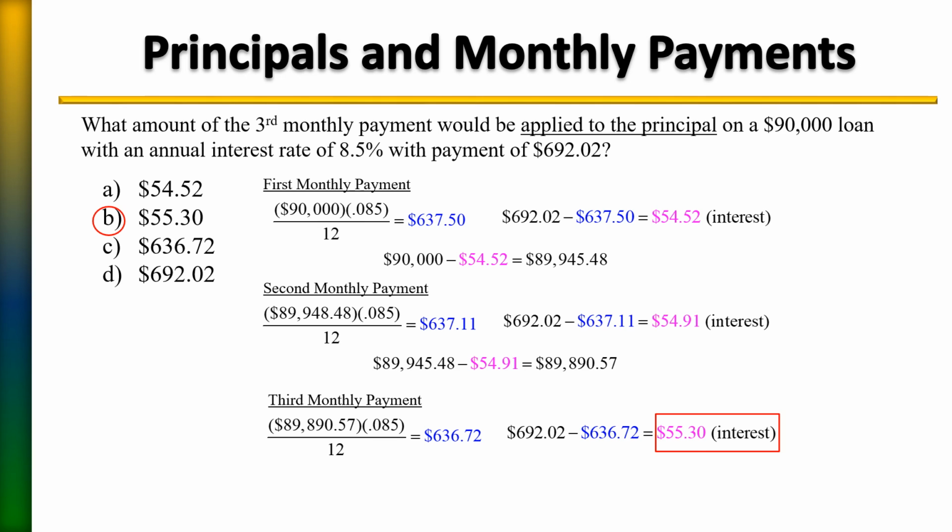And we're pretty much done with the question. You don't have to do that last step of subtracting it and getting your new balance, but you can if you want. The bottom line is the question asks what amount of that third monthly payment will be applied to the principal, and it will be the $55.30 that's going to be applied to the principal.